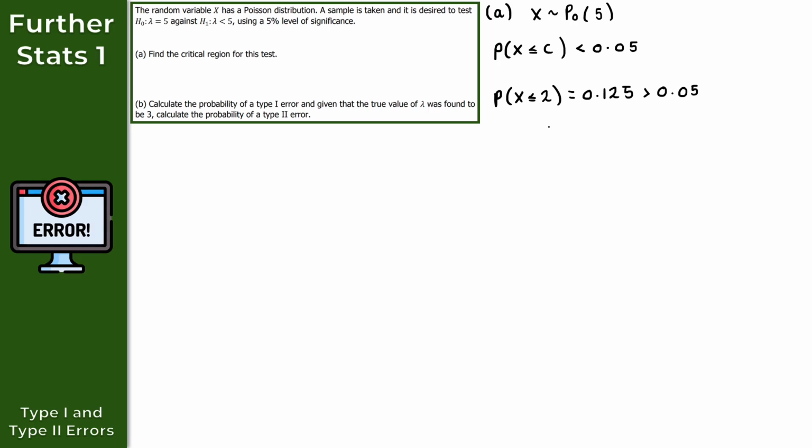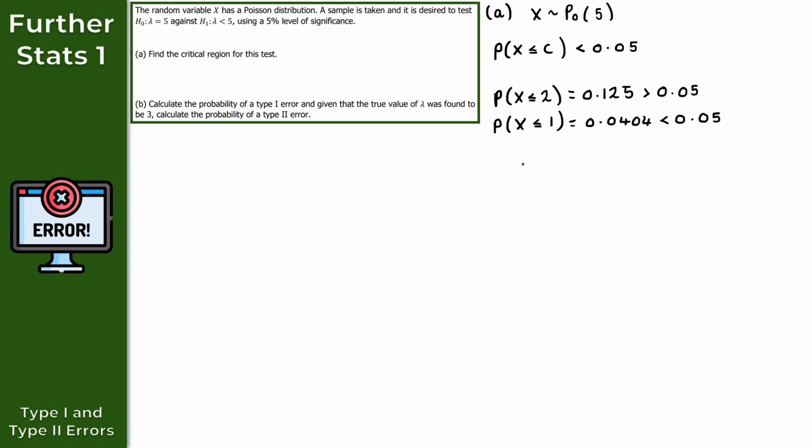In this case, this would get smaller. So the probability that x is now less than or equal to 1. Again, just use your calculator here to find this probability. And if you do this correctly, what you should get then is 0.0404. Okay. And notice here, this is less than 0.05. So therefore, we have satisfied this condition here. So we have now found the critical region.